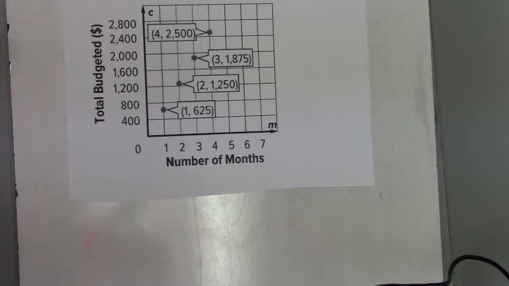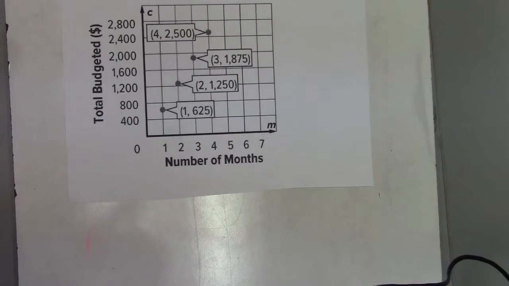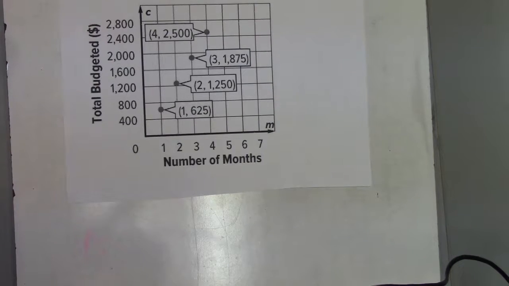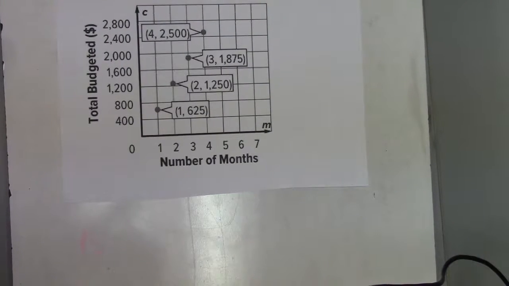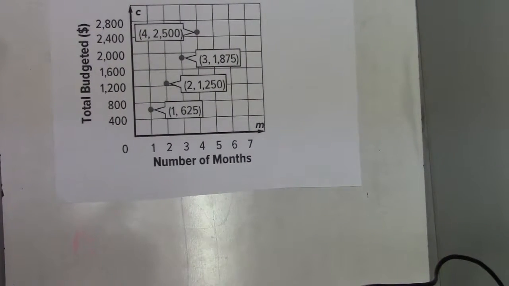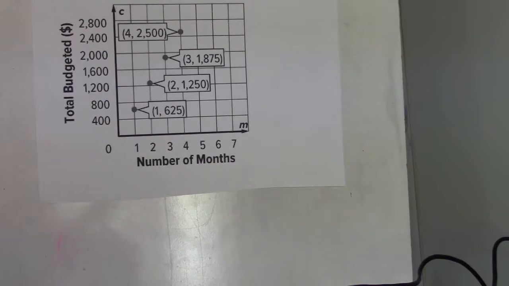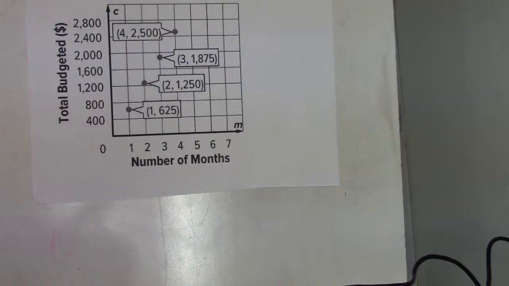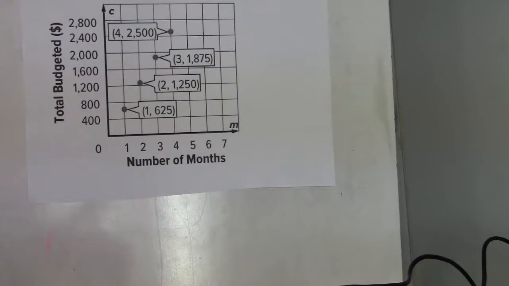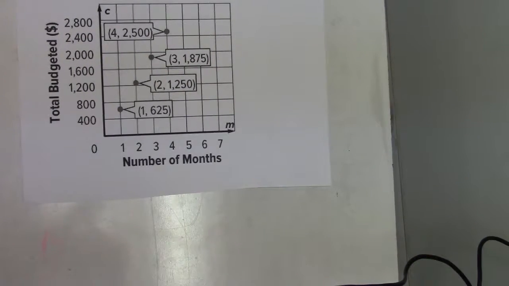So in problem number 2, the financial literacy example, it says the graph shows the amount of money the Rockwell family budgets for food each month. Write an equation to find the total amount of money, C, budgeted in any number of months, M. Then use the equation to determine how much money the Rockwell family should budget for 12 months.